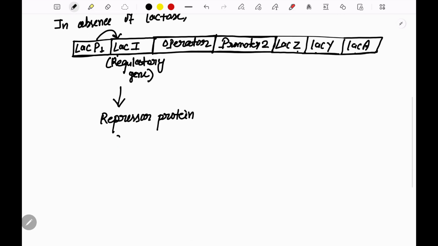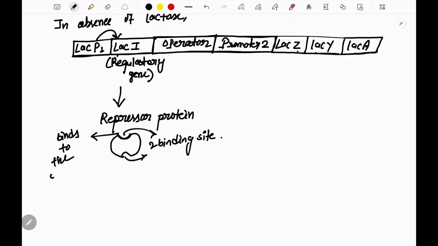So now this repressor protein has two binding sites. Suppose I will first talk about this site. This site binds to the operator region. So now what happens? This goes here and binds to the operator region.